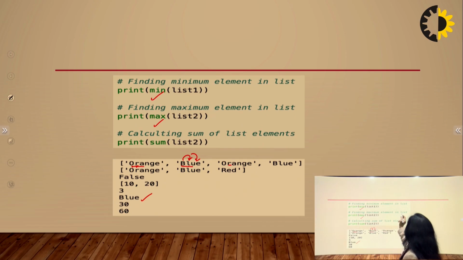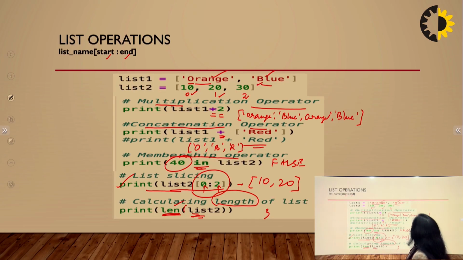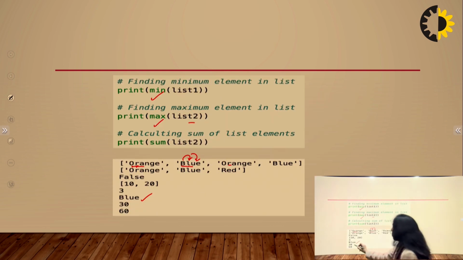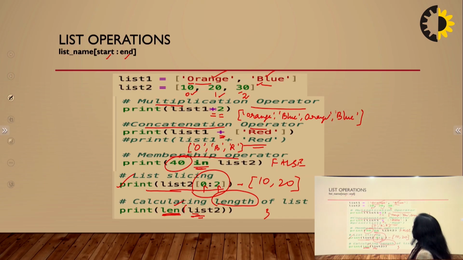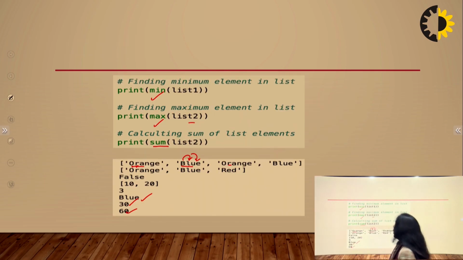For finding the maximum element in list 2, the maximum value will be 30. Also, to calculate the sum, all the values are summed up, that is 10, 20 and 30, so that will be 60. These are all built-in functions provided for lists.